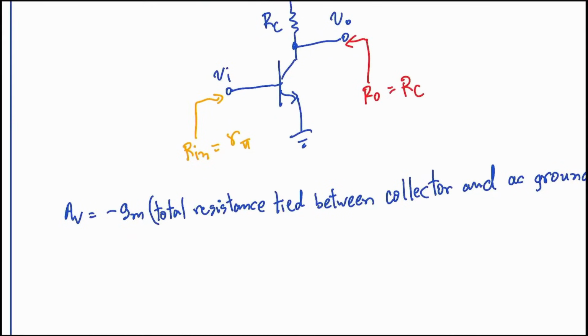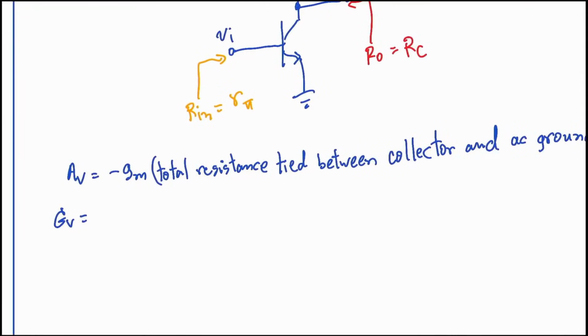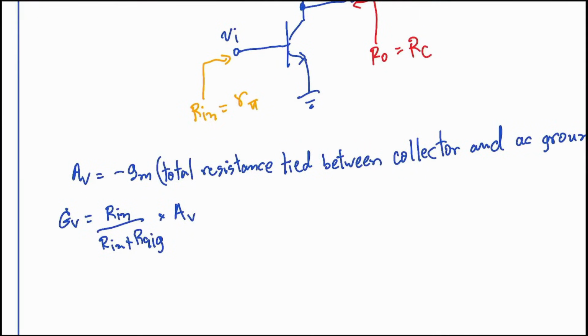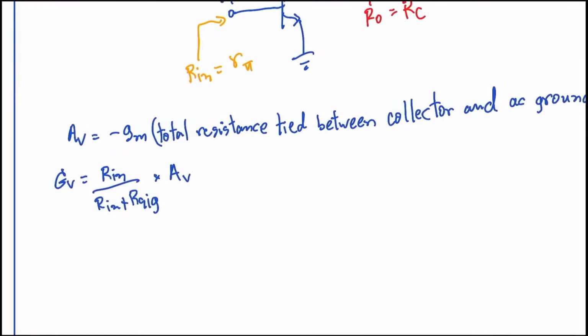And for the overall gain, I can write it out like this. It's equal to Rin divided by the sum of Rin plus R signal, and then all of that is multiplied by the gain. Does that make sense? It's a straightforward way to break down the equation. And then you can fill in the equation yourself. Our input is just RPI, that's all. It's not difficult. I hope it's not too hard for you all.